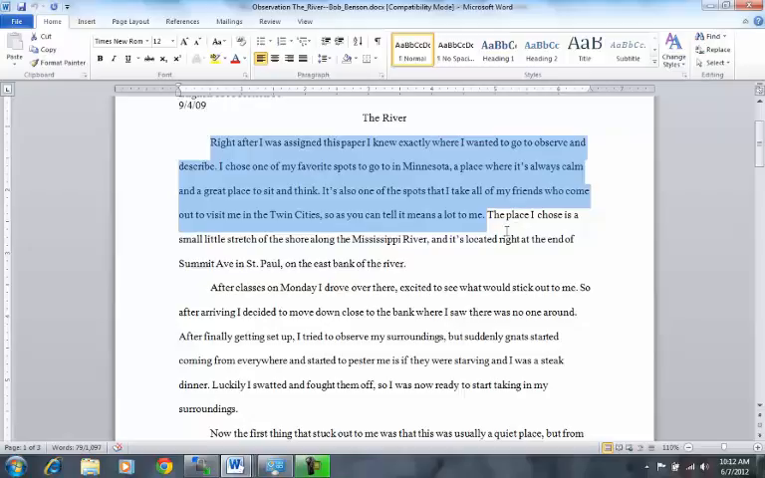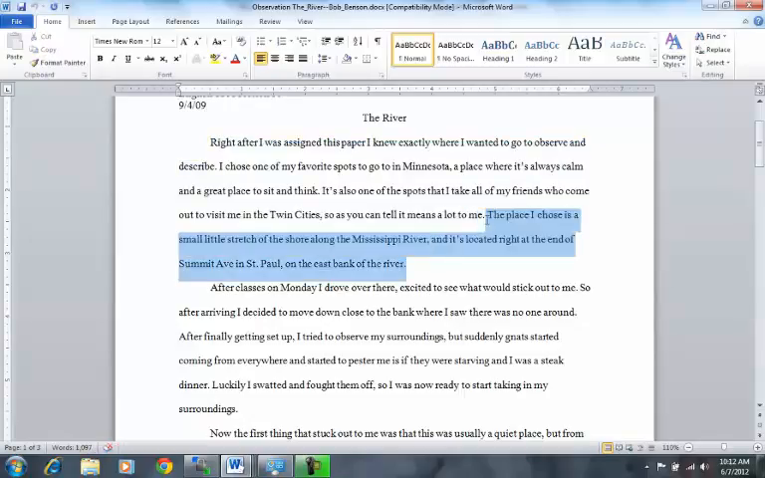Let's continue on with this paper. "The place I chose is a small little stretch of the shore along the Mississippi River, and it's located right at the end of Summit Avenue and the east bank of the river." Now, there's no main idea yet presented, so that's a little fault of this paper. I think it gives us context, but no sense of purpose or what we're going to see when we get out there. And the hook could be a little bit stronger in this paper. It's not a perfect paper, but there are good things that will go on in it.